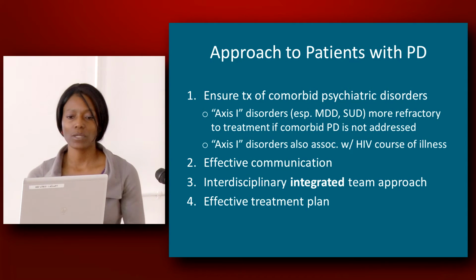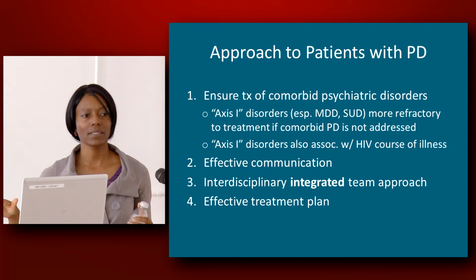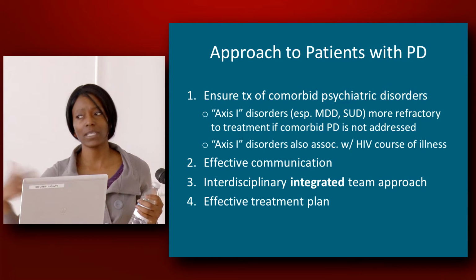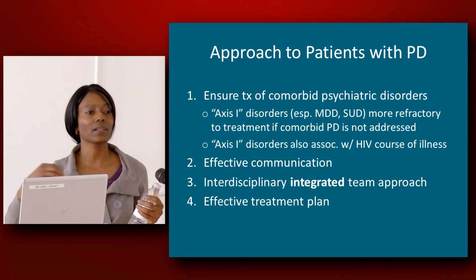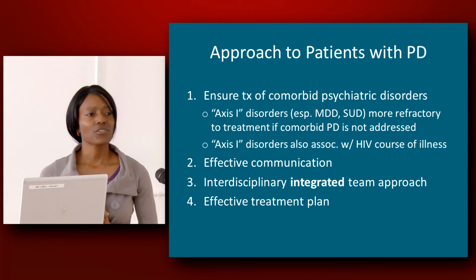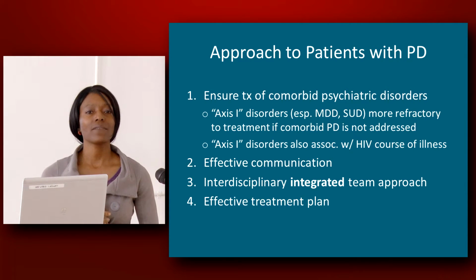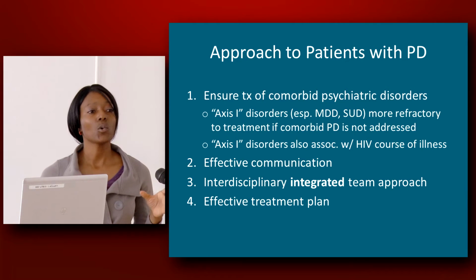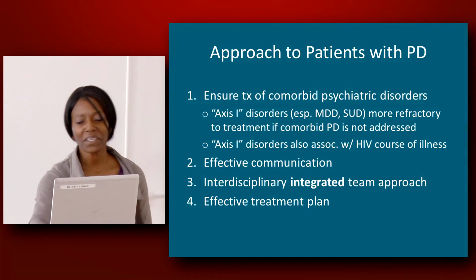So how do we approach patients with personality disorders? I think we already touched on this before. You want to make sure that any comorbidities present have been ruled out and treated as appropriate. So if they have what we previously described as Axis 1 disorders, you want to make sure their anxiety is treated and that they're receiving help with their addictions. If they're not, then this really clouds any movement with their difficult interactions, right? We want to make sure we engage in effective communication. We really want an integrated interdisciplinary team approach. Having a staff that's very homogeneous is not particularly beneficial. We want staff from varying disciplines who each have something to contribute to the environment, right? We want a very effective treatment plan, obviously.